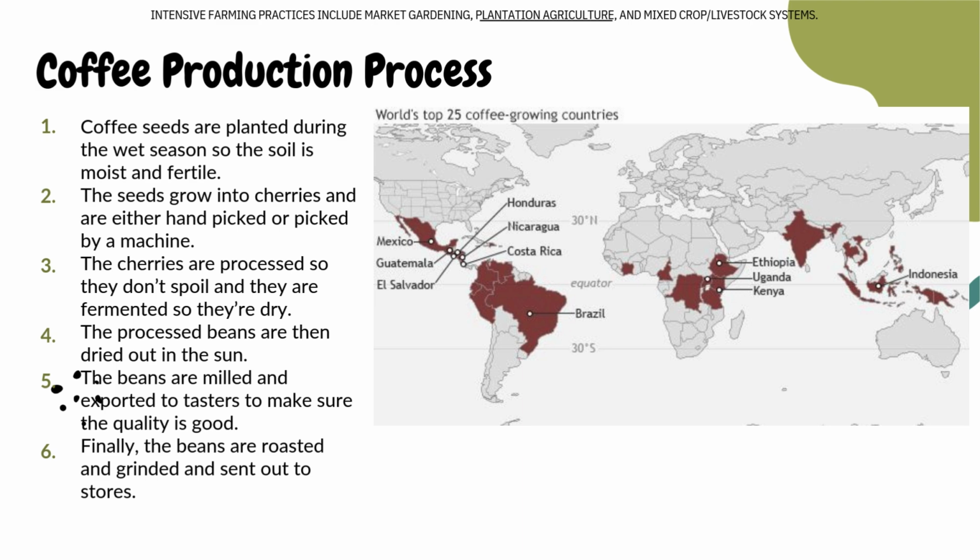All right, so coffee production. From bean to cup, coffee goes through multiple stages. The first one would be seeds that are planted and grown into coffee cherries. Cherries are harvested and processed. The beans are dried, roasted, and packaged for sale. Brazil and Colombia lead the global coffee production, driven by consumers worldwide.